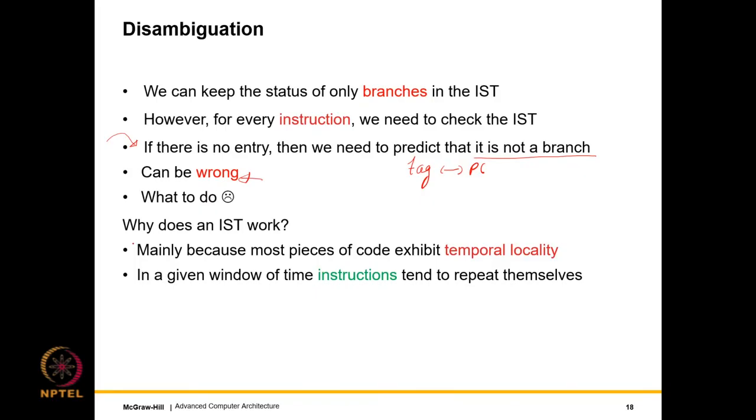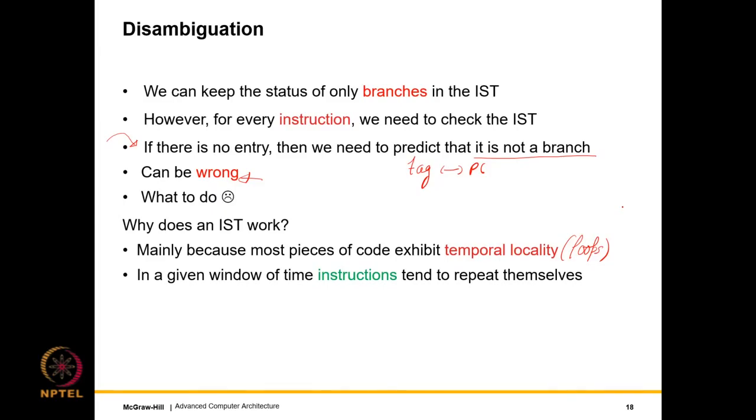Why does an IST work? Well, the reason it works is mainly because most pieces of code exhibit temporal locality. That is, they keep on executing the same instruction over and over again. And when do we see that? Well, we see them in loops. And as I said, a program spends most of its time, roughly 90% of its time, in loops. Different kinds of loops, for loops, while loops, all kinds of loops, but the same instructions keep getting executed over and over again.